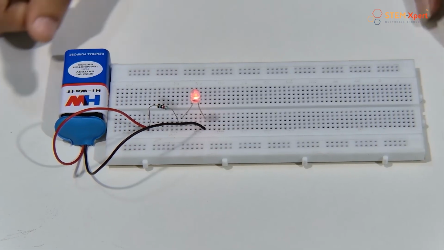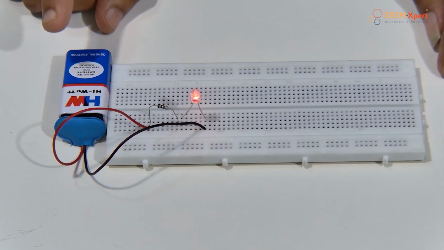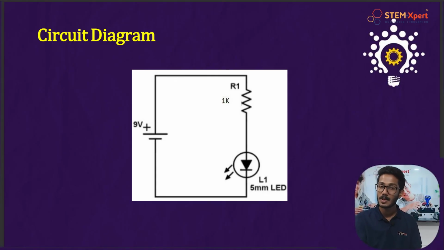Is there any specific manner to connect all these things? Exactly, there is. That is our circuit diagram, right? So basically, what is a circuit diagram? It's a graphical representation of an electrical circuit using symbols. As you can see, these are the basic symbols of our LED, resistor and 9-volt battery. So this is all about this session.